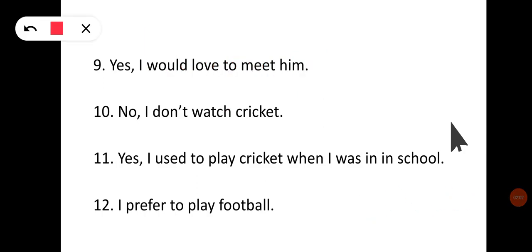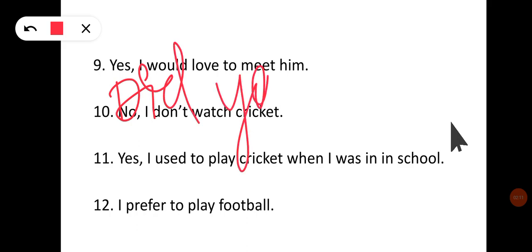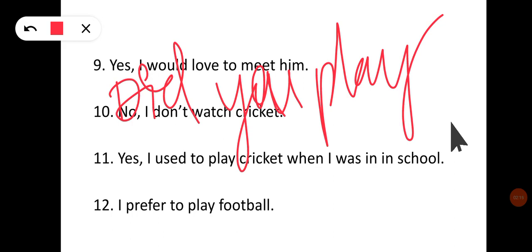Next one. Yes, I used to play cricket when I was in school. Okay. What is the question? Did you play cricket when you were a kid? Or did you play cricket when you were in school? Or did you have habit of playing cricket? All these questions can be framed here.